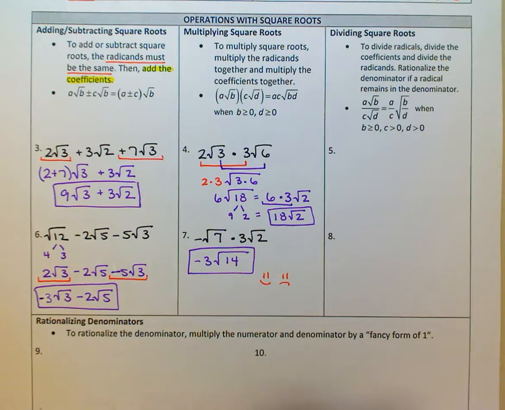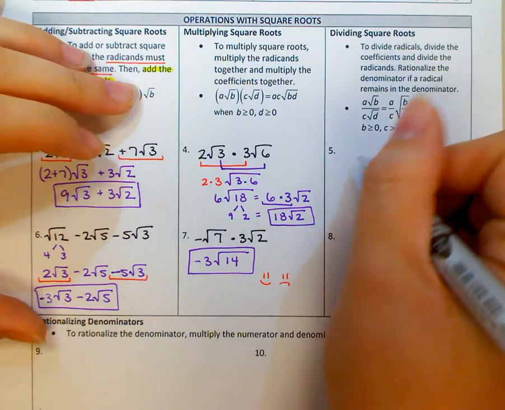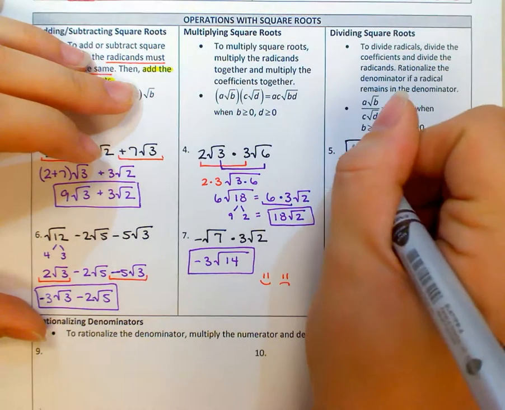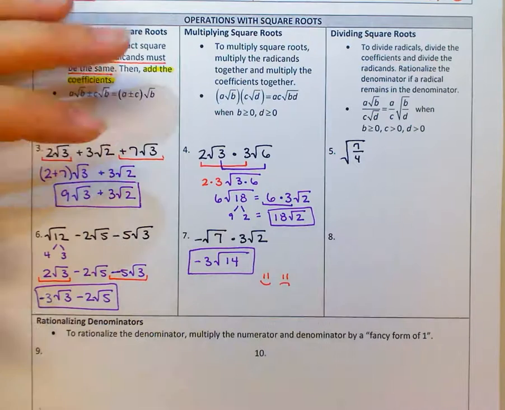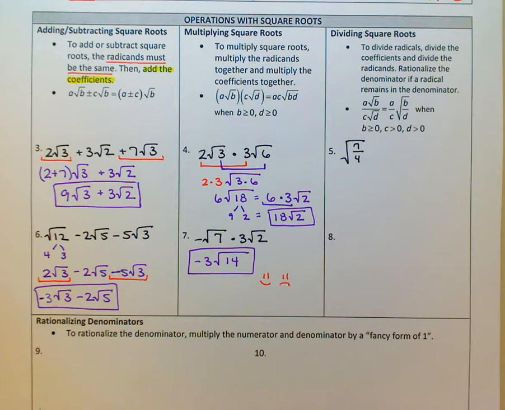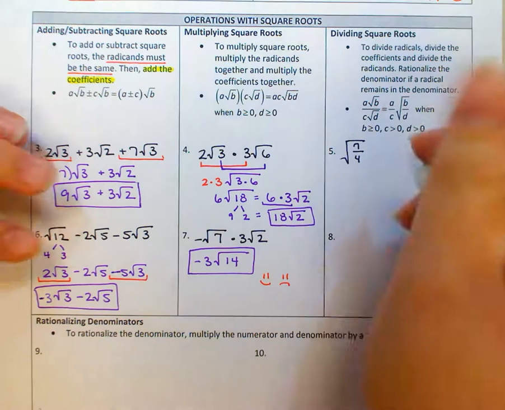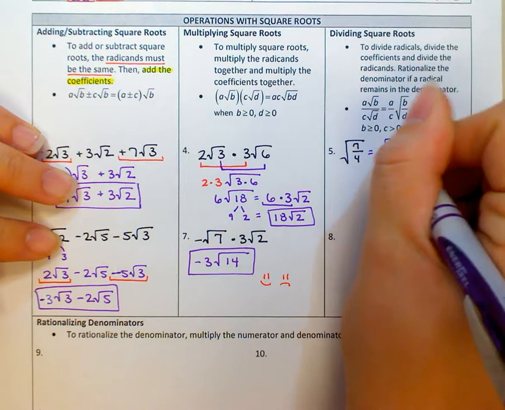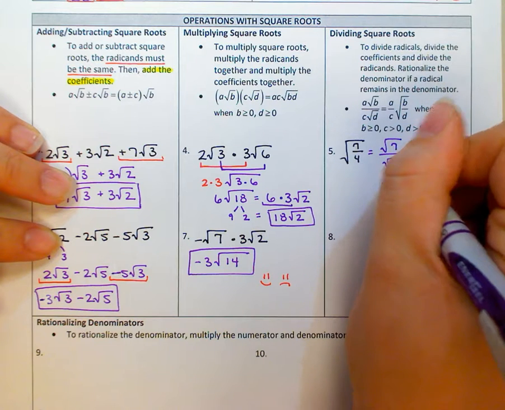Okay? So for example, if we had the square root of 7/4. Now the first thing I would look for is, can I divide 7/4? Does that simplify at all? In this case, it does not. So the next thing I would do is break this apart into the square root of 7 over the square root of 4.